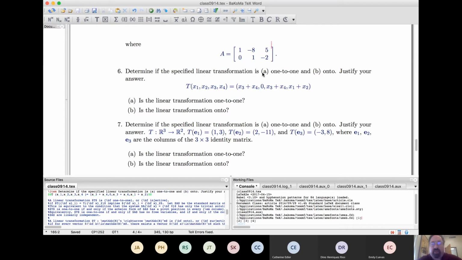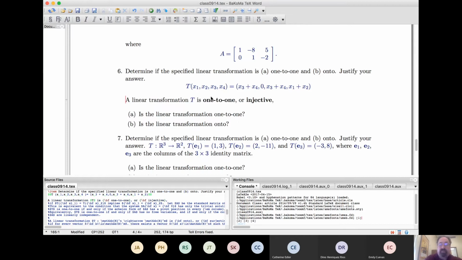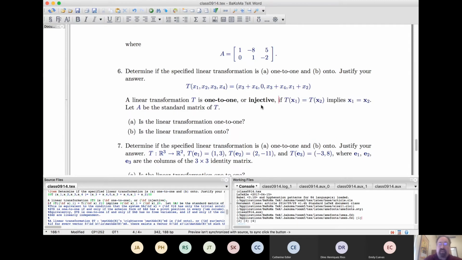So what does it mean for a linear transformation to be one-to-one or onto? I have to define those concepts first. A transformation is one-to-one, we also say injective, if it has this property: the only way to get the same output value is to have the same input value. Just because a linear transformation is a function, for every x there's only one y. That's just how any old function behaves. But for a one-to-one transformation, the opposite is true also. For every y, there's only one x.